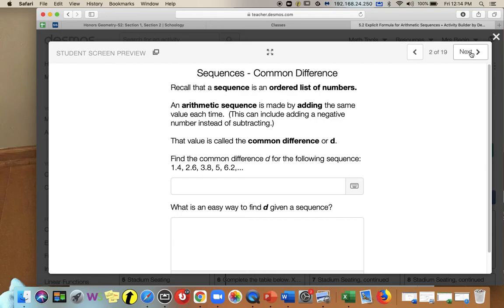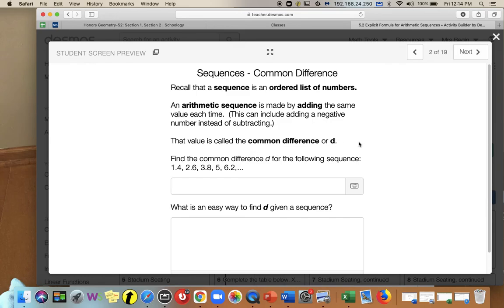So recall that a sequence is an ordered list of numbers, and an arithmetic sequence is made by adding the same value every time. And the number that you add can be positive or negative. So instead of subtracting, we do say we're adding a negative number. So we're adding terms to find the next term. And again, it can be a positive or negative number that we're adding. And that number that we're adding every time is called a common difference, or D.